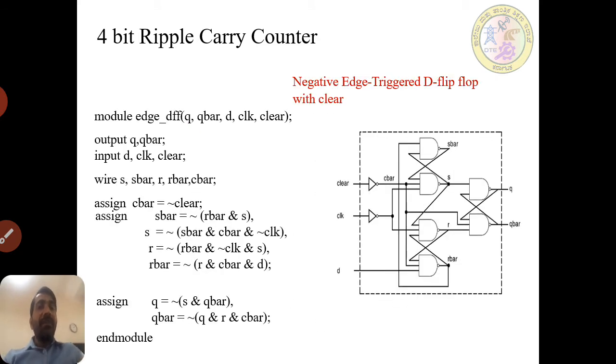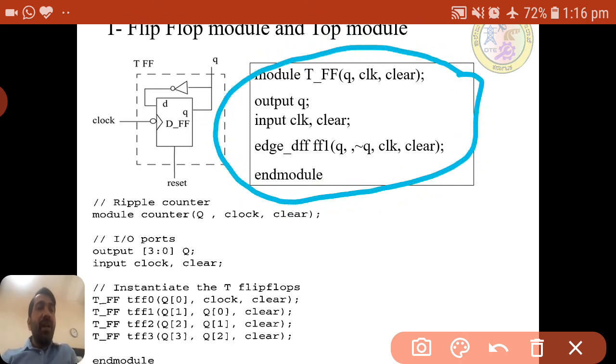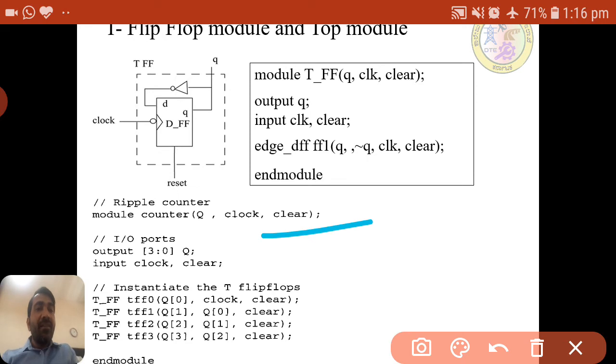Like previously in one of the examples, while seeing the 4-bit full adder, we saw the 1-bit full adder code and then instantiated it 4 times. Similarly, in the same manner, we have written the code for one T flip flop. How have we written it here? You can see.